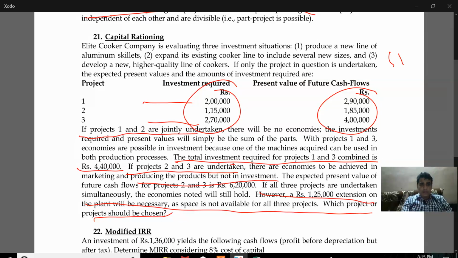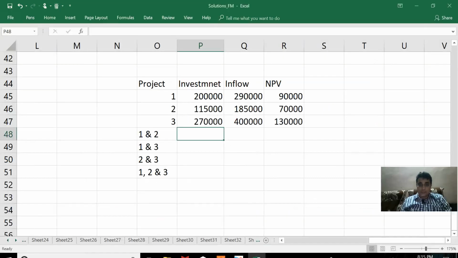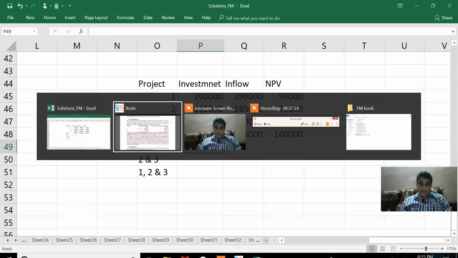If 1 and 2 are jointly undertaken, there will be no economies. That's saying there is no benefit, boss. If you do 1 and 2 together, nothing will change. It's going to be the sum of parts, that is investment, inflow and NPV. I can earn an NPV of 1,60,000, perfectly fine. Done. Then 1 and 3.